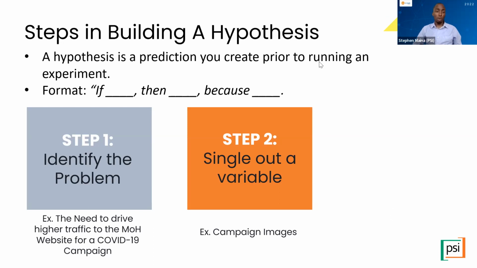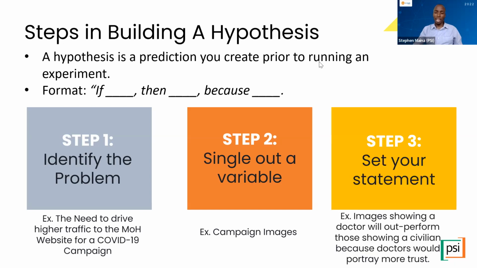So for example, it could also be an image, as I was saying earlier, comparing a healthcare worker versus a civilian, which one would drive high engagement and higher overall traffic to the website. And then setting your statement with the hypothesis. Now, as I said, the formats could vary, but ideally you want to say, for example, images showing a doctor will outperform those showing a civilian because doctors will portray more trust. Yeah, so that's the format.